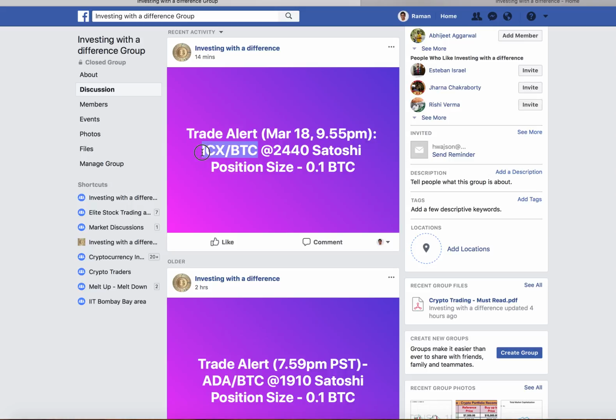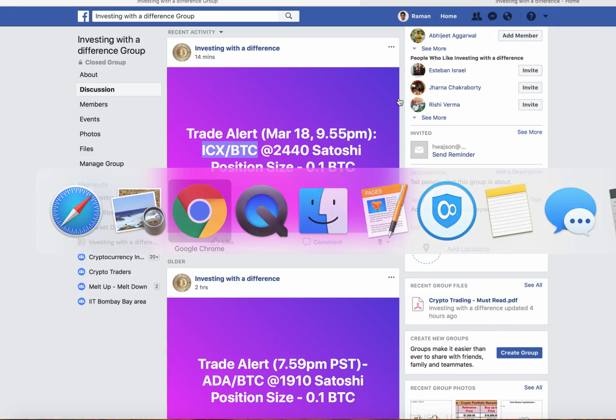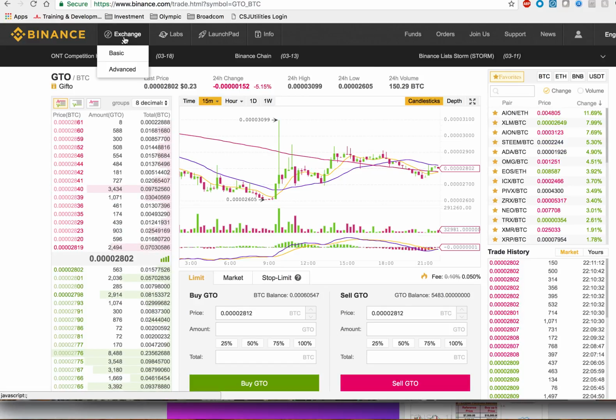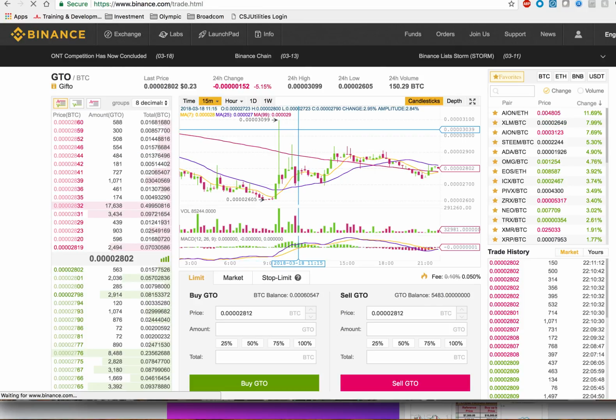So this means in Binance, if you go, you see these are the pairs. So this is the buy screen. Let me again do a quick tour of Binance. In Binance, if you go to Exchange, there is this basic exchange. I'm not going to use the advanced one because the interface is not going to be easy for new traders. I just reloaded it.